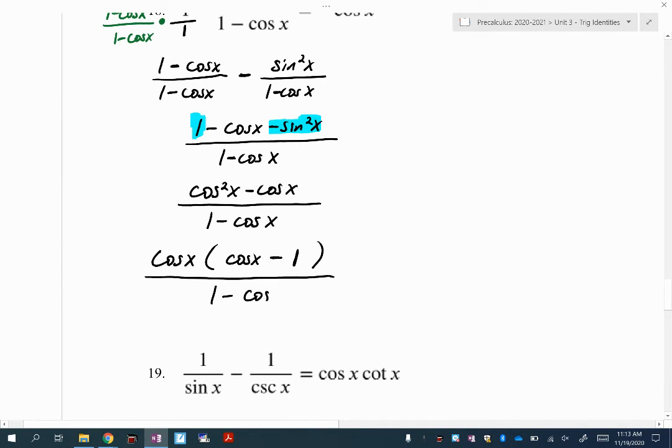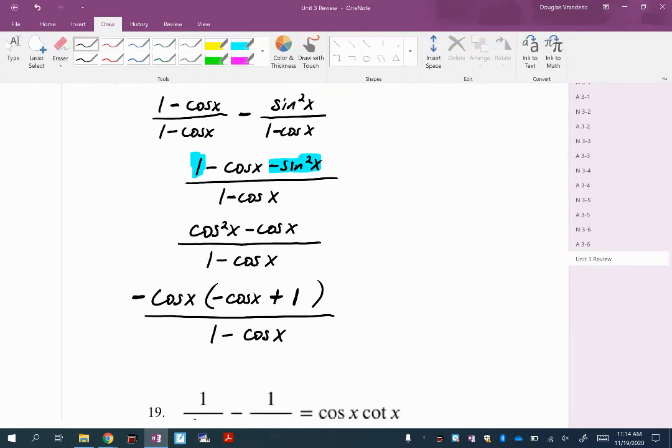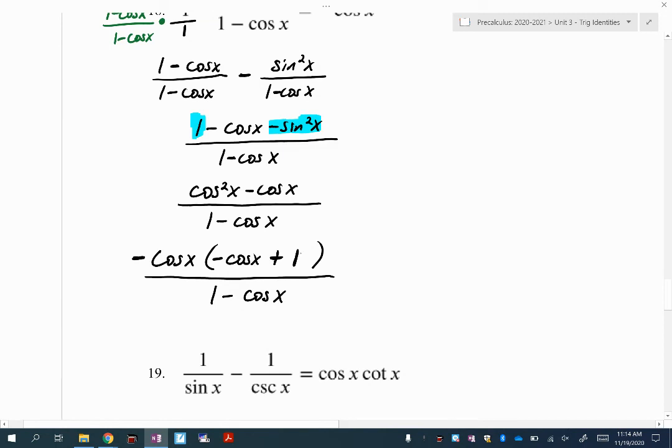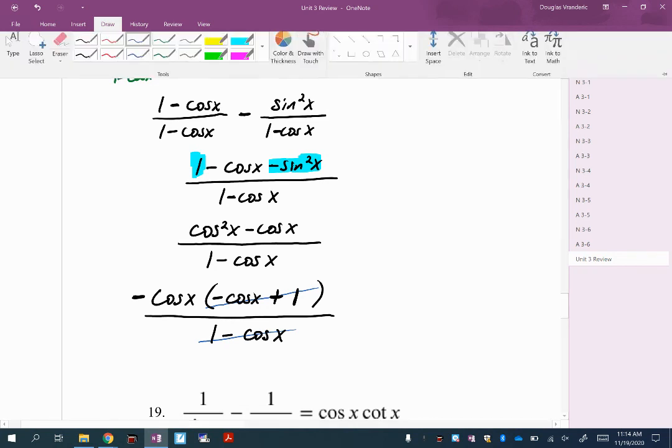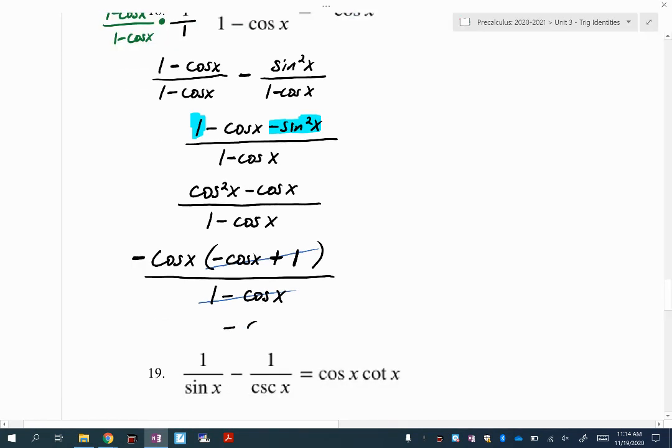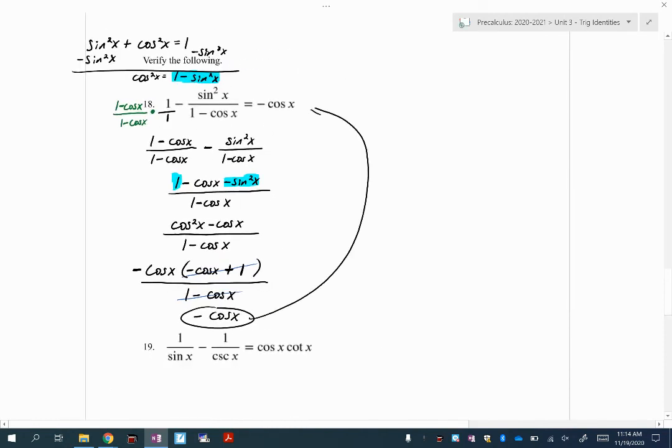And if you look at what I factored and the denominator, they're really close, right? Cosine x minus 1 and 1 minus cosine x just have different signs. So instead of factoring out cosine x, if I factor out negative cosine x, this would have to be a negative cosine x, and this would have to be a positive 1, which now matches my denominator. So I can go ahead and cross out these two, which leaves me with just negative cosine x, which is what I wanted on the other side.